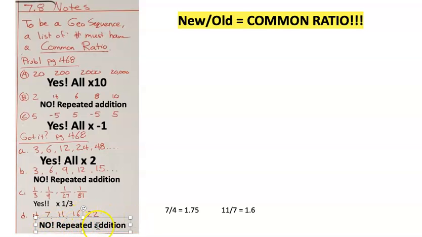Okay. No, it's repeated addition. It's repeated something. Some type of pattern going on here. We just can't say it. So we add 3, then we add 4, then we add 5, then we add 6. So it's some kind of neat pattern, but it's definitely not repetitive multiplication.